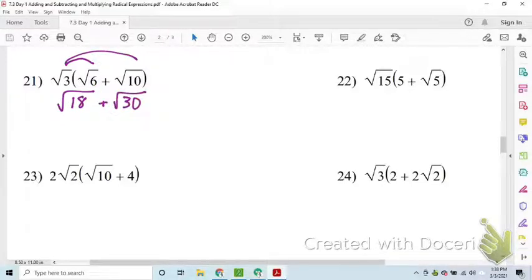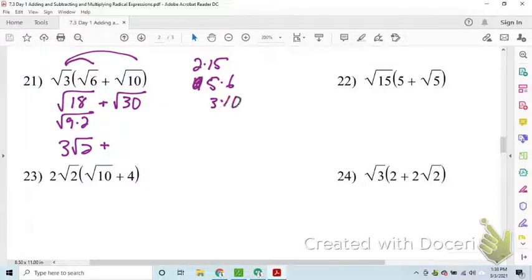Now, we're not done because we can simplify. Root 18 is the same thing as 9 times 2. So this will be 3 root 2. Plus, and does 30 break down? It breaks down to 2 times 15, 5 times 6, and 3 times 10. Any squares there? No. So we just write this. That's our good answer right there.